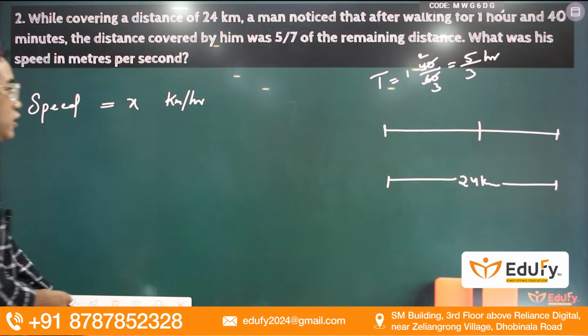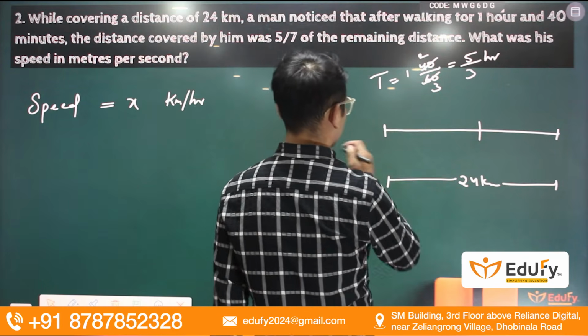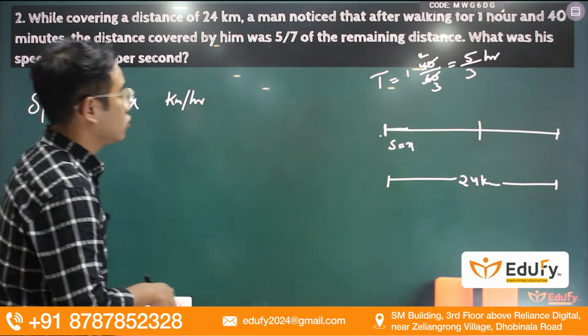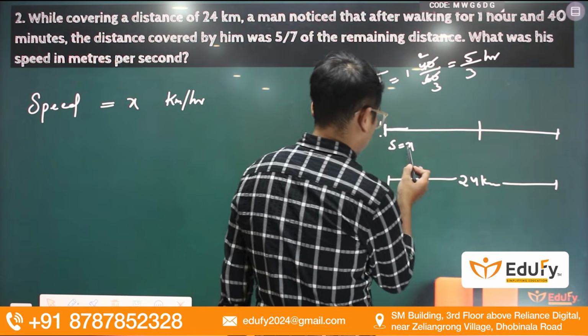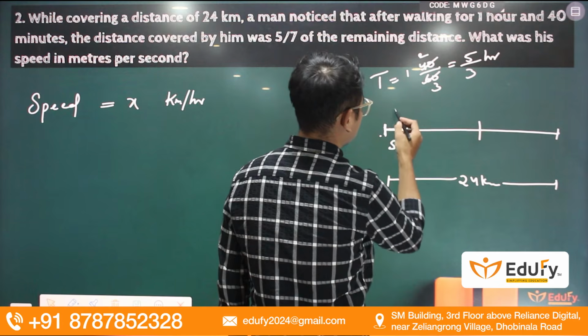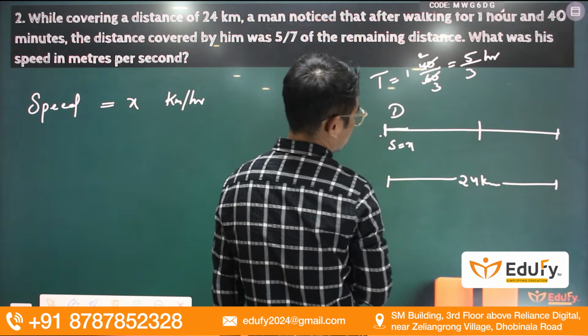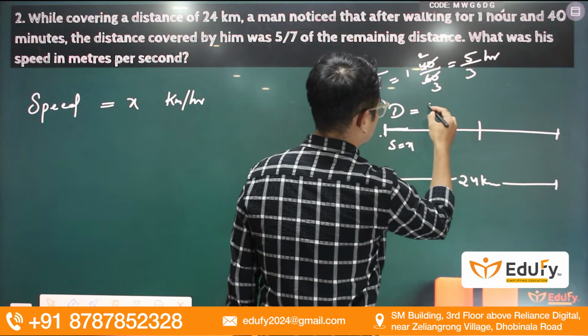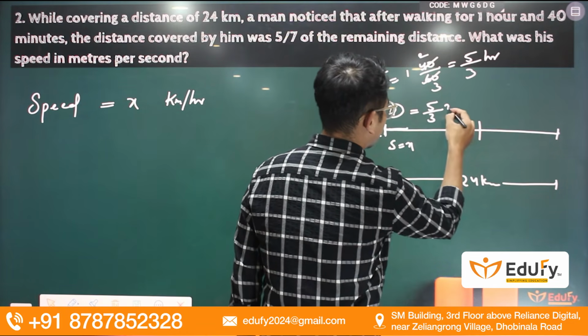Now, if I say the speed is x, that means the speed of the man here will be x. Even here it will be x. Since I know my speed is x and my time is this, we know the distance formula is speed into time. So this will become 5 by 3x.